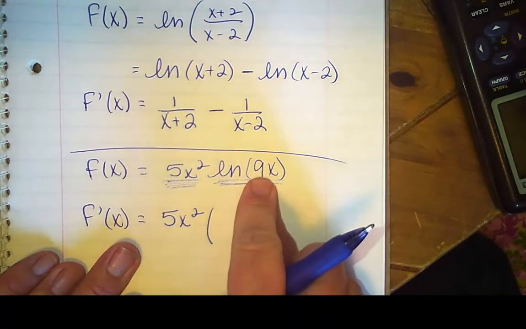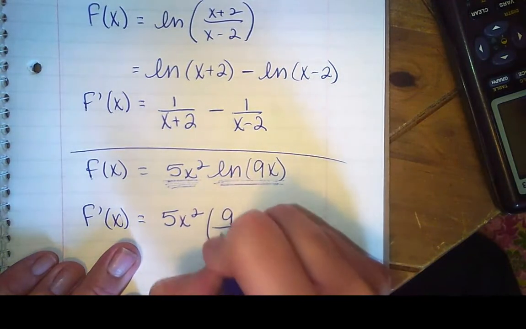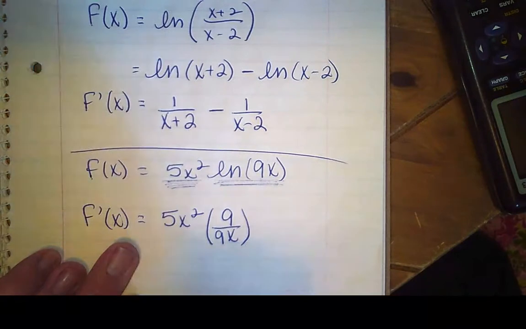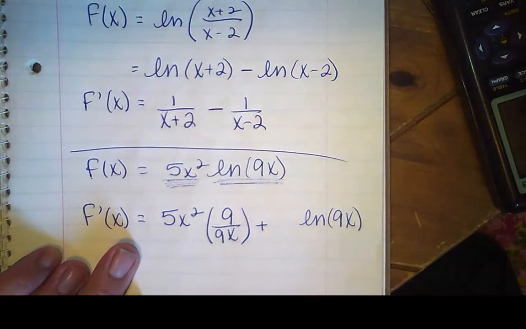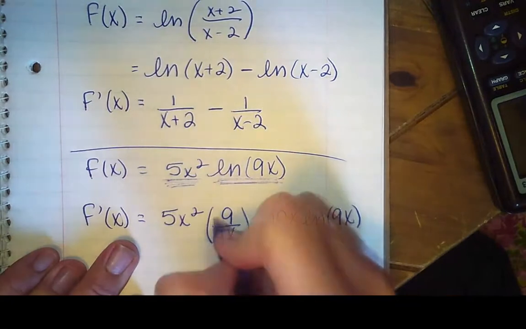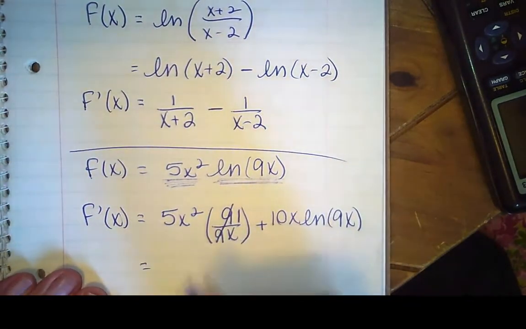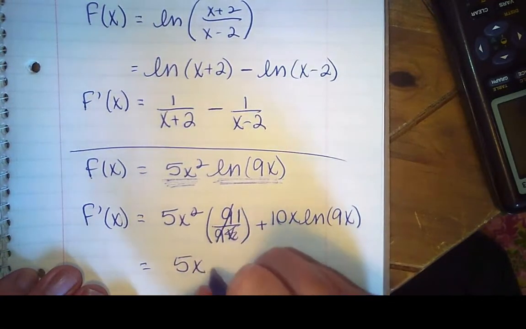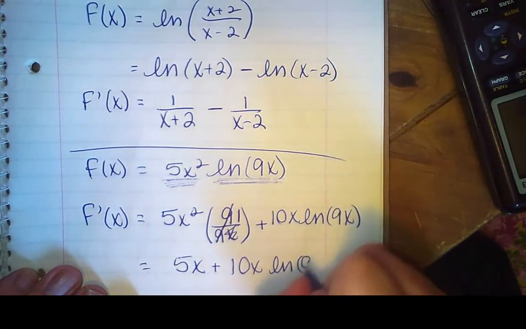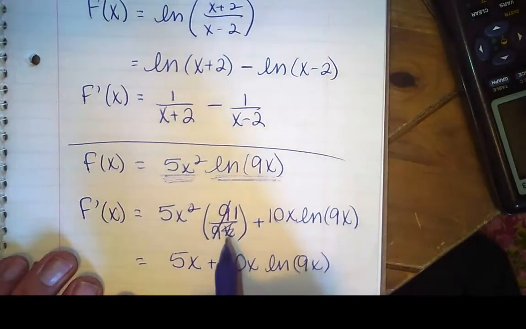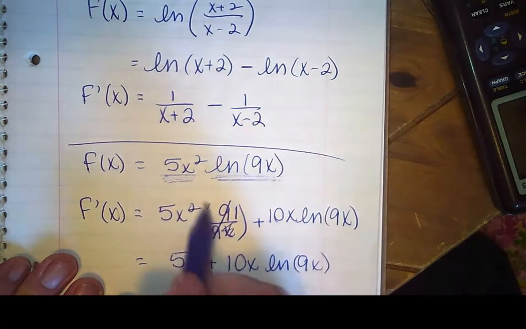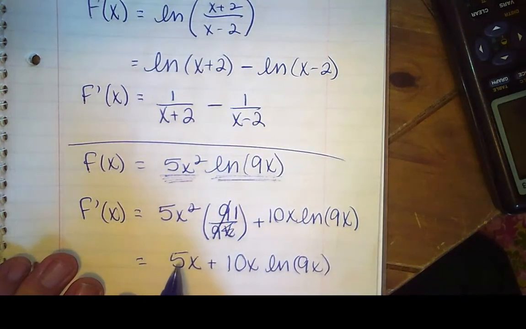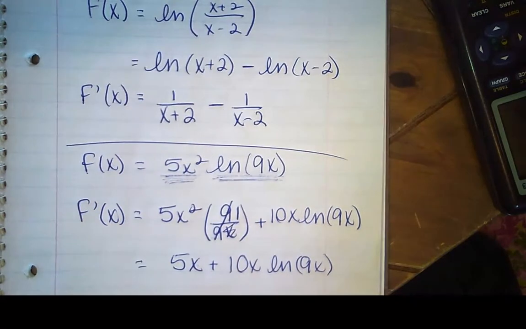So the derivative of the second is the derivative of the argument over the argument itself, plus the second times the derivative of the first, which is 10x. So that reduces, and I'm left with a 1. So you have a 5x plus a 10x times the natural log of 9x. Okay, so the 9's reduced, and that left me with a 1 over x. And then this x reduced with one of those x's. And so I have a 5x to the first plus 10x times the natural log of 9x. Okay.